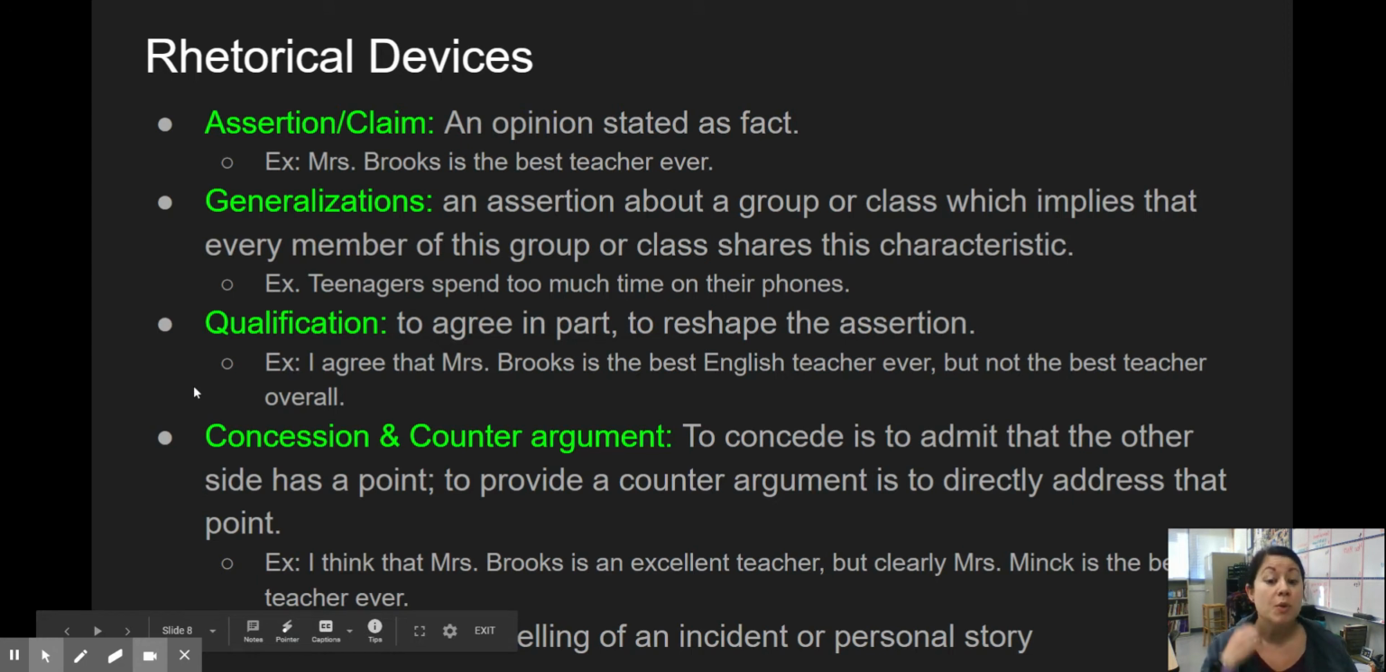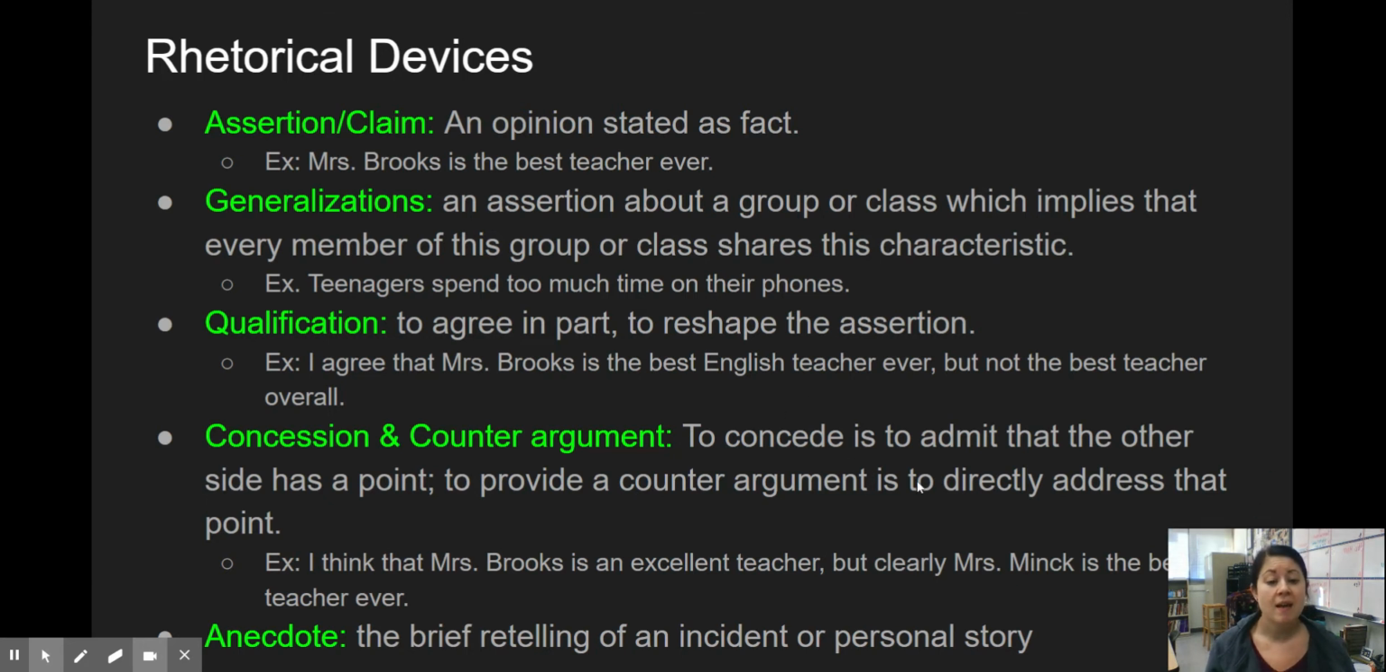Qualifications. To agree in part or to sort of reshape that assertion slightly. So an example would be, I agree that Mrs. Brooks is the best English teacher I've ever had, but not the best teacher overall. So they can offer an assertion, but qualify it in a different way, offering sort of a reshaping of that idea. Sometimes you get concessions or counter arguments.